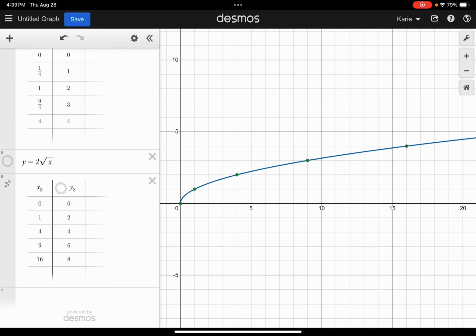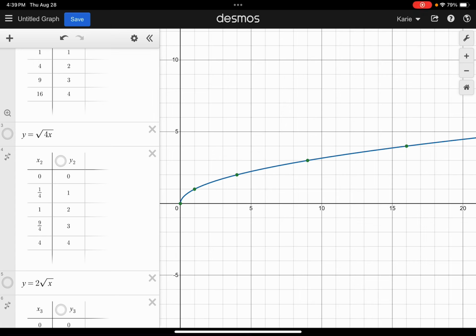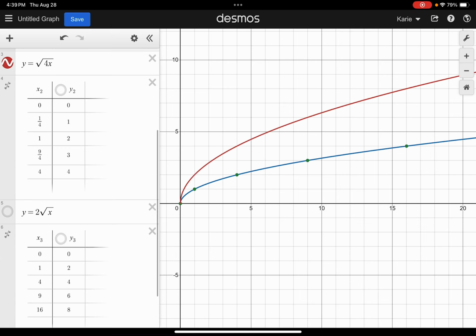Let me turn that off. And the other thing, you'll notice that it's the same graph right here. So this one and this one were the same graph because the square root of 4 is 2, so I could bring that out. So here we're looking at this red graph.